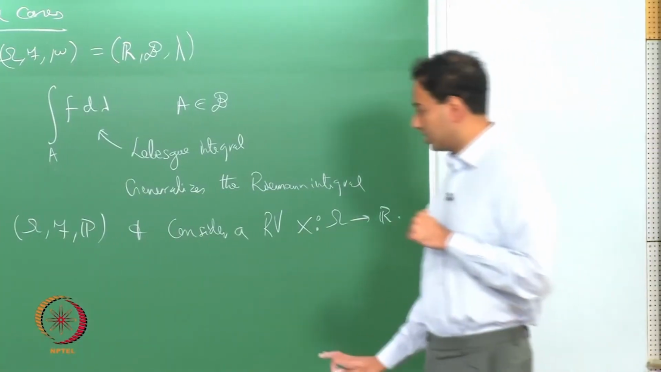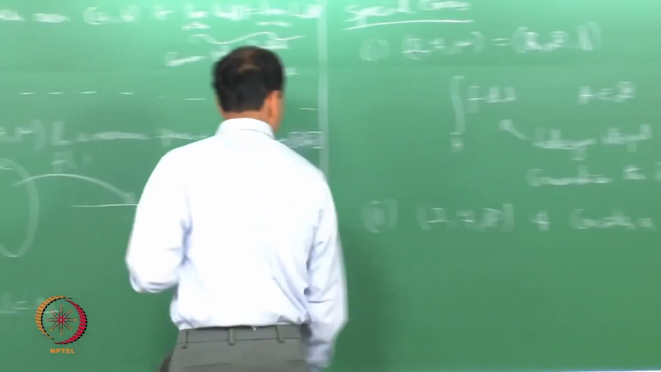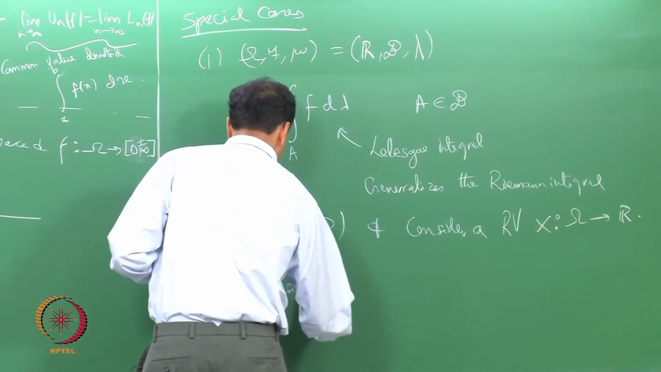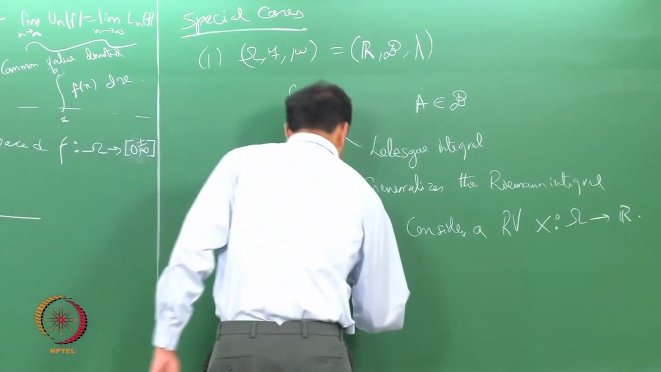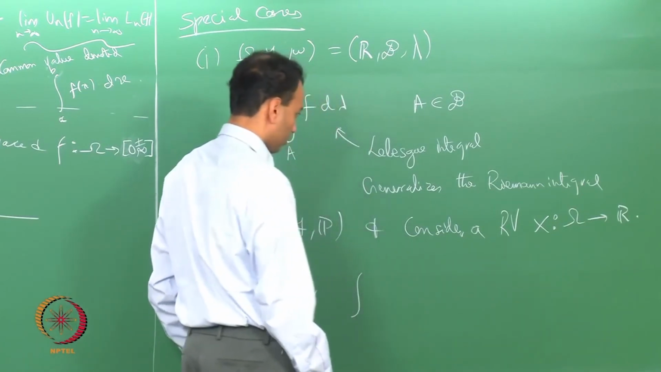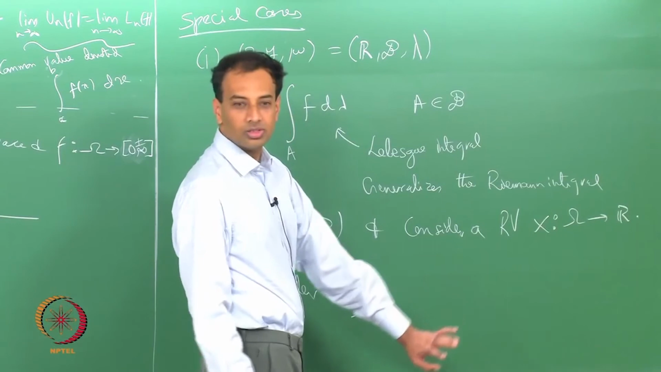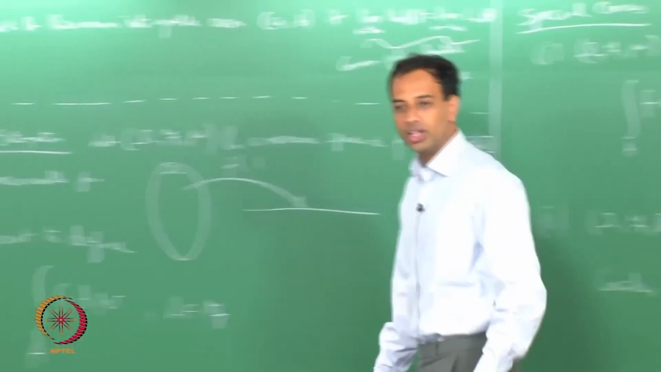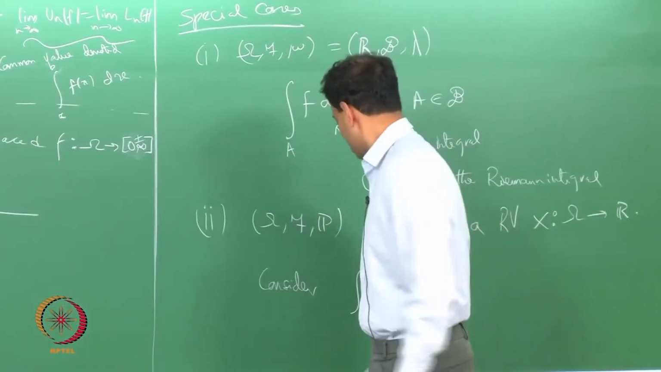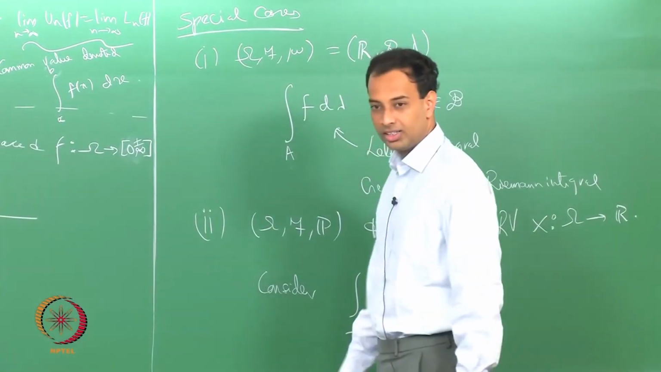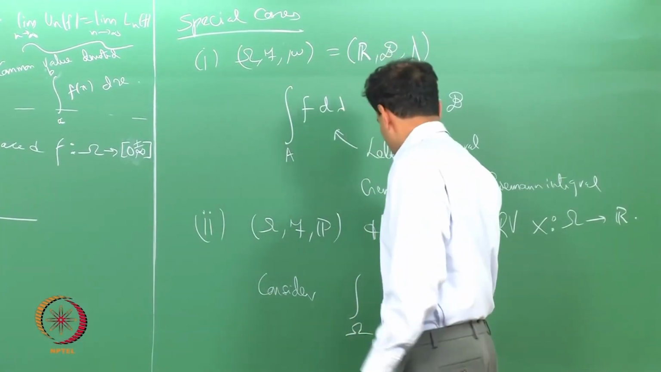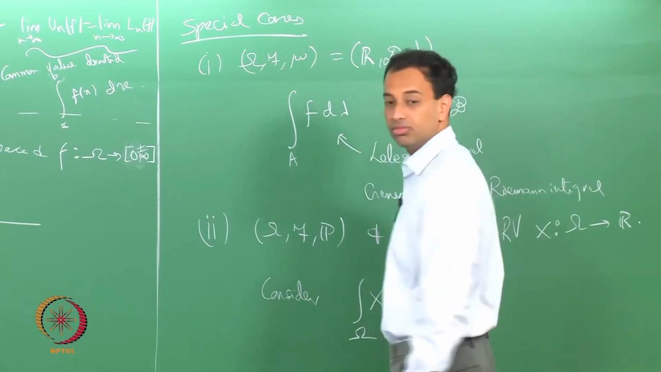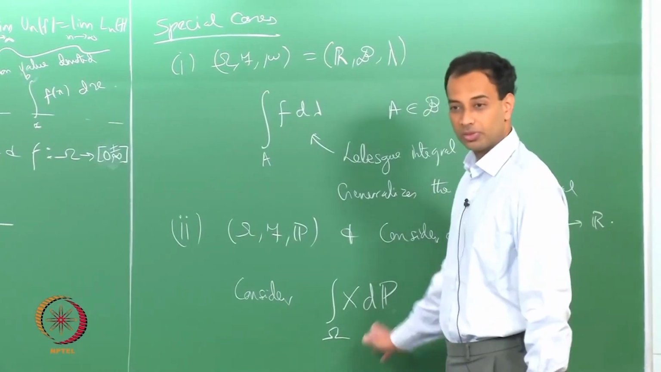Fine. So, now the integral will look like what? I am going to consider the integral, and I am going to integrate over the whole space now. You can integrate over any F-measurable set you want, but I am going to integrate over omega itself, since omega is F-measurable. This is a special case, right. What will the function be? X, d P, right. This P is my measure now.